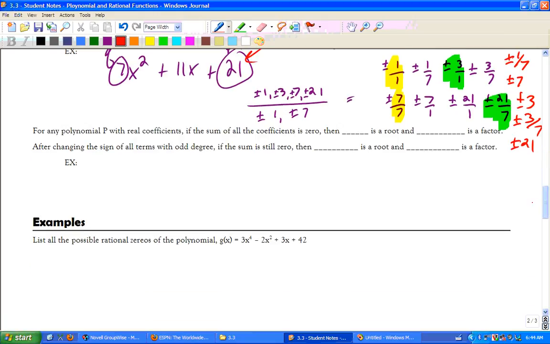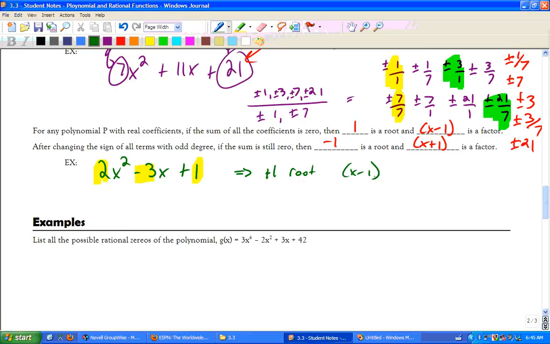For any polynomial p with real coefficients, if the sum of all the coefficients is 0, then 1 is a root and x minus 1 is a factor. As I change the sign of all the terms with odd degree, if the sum is still 0, then negative 1 is a root and x plus 1 is a factor. For example, if we had 2x squared minus 3x plus 1, when we add up all the coefficients, you get 2, negative 3, that gives you negative 1, plus 1 equals 0, which means that positive 1 is a root and x minus 1 is a factor.